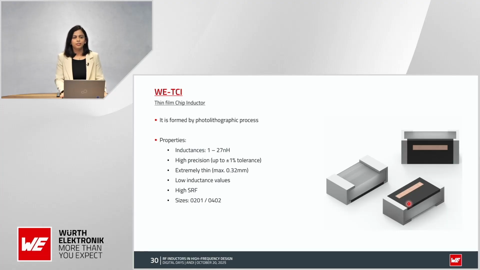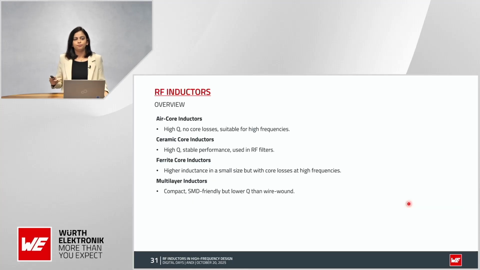Then comes the TCI. It is formed by the photolithographic process. The properties are inductance values from 1 to 27 nanohenries, high precision, extremely thin, low inductance values, high SRF, and it comes in two sizes, 0201 and 0402.